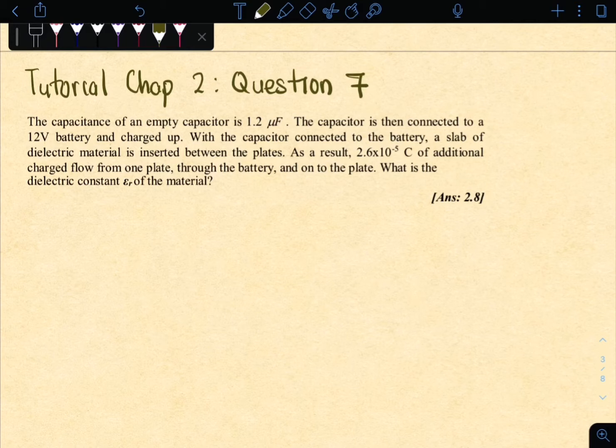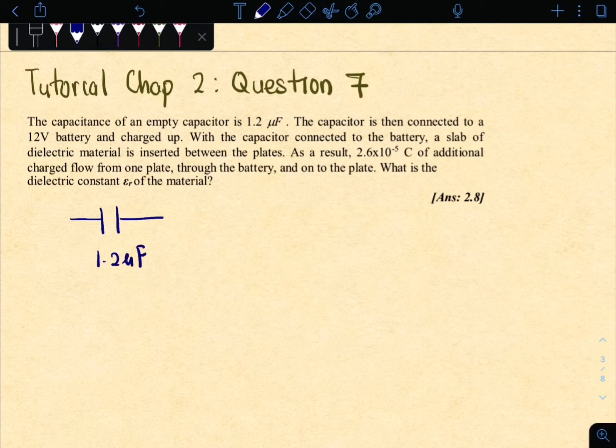As a result, 2.6 times 10 to the power negative 5 coulomb of additional charge flows from one plate through the battery and onto the other plate. What is the dielectric constant of the material? So now we have an empty capacitor initially, which has 1.2 microfarad capacitance.